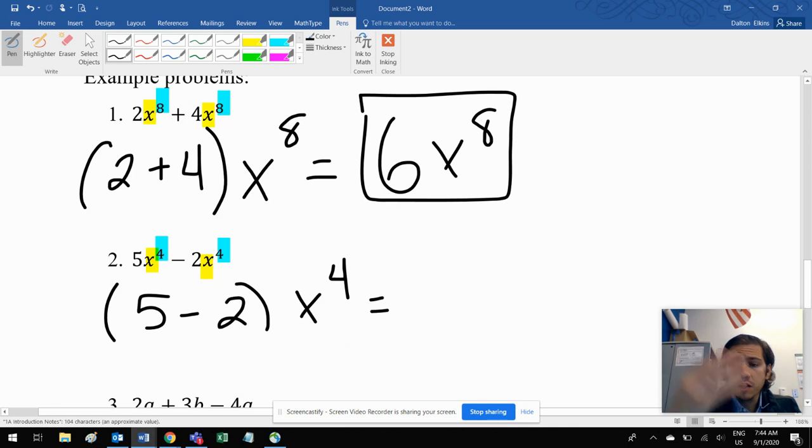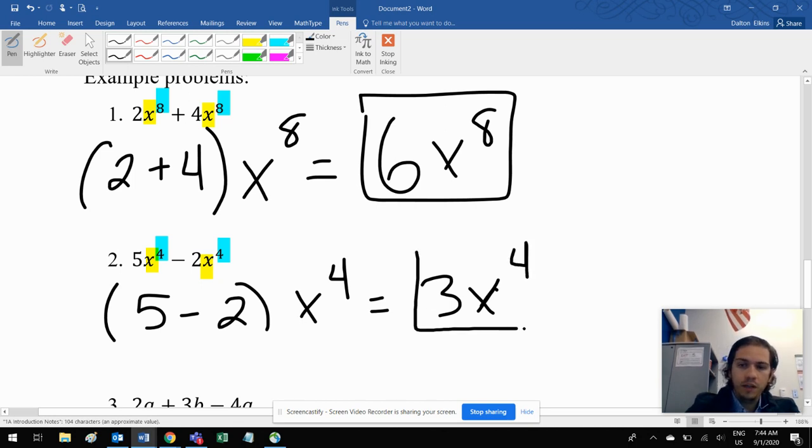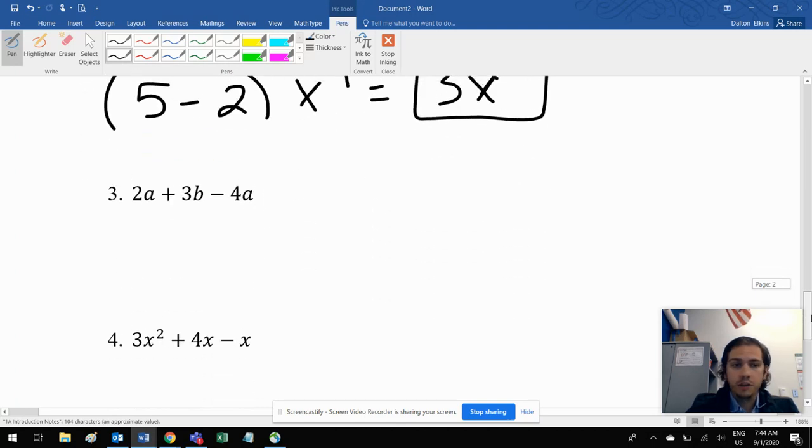That's not changing at all. The 4 is not a number like the coefficients, it's an exponent, so it has nothing to do with these coefficients here. So 5 minus 2, that is 3. So we get 3x to the power 4. That is our answer. Now, this gets a little bit more difficult when we have multiple things going on.